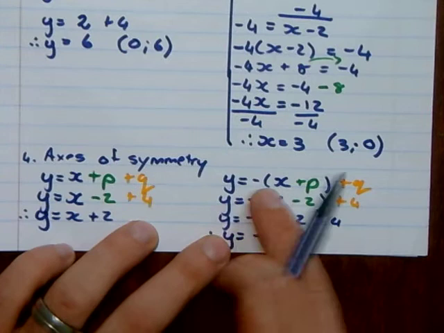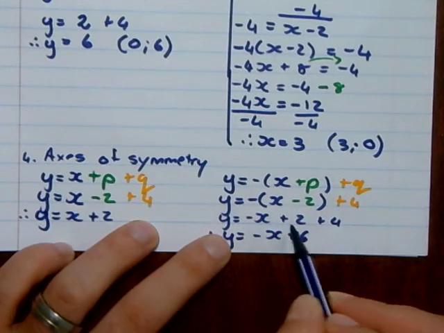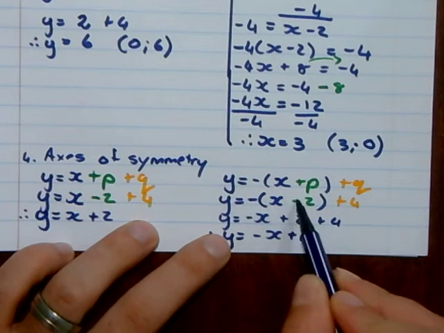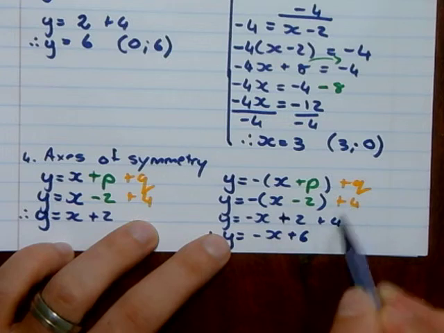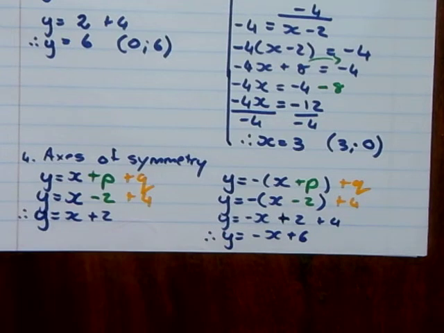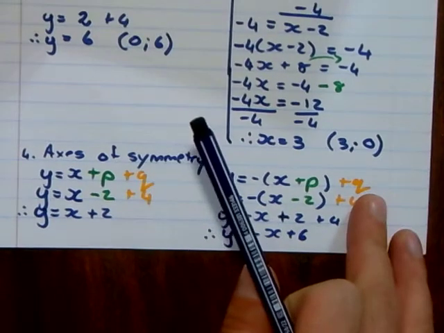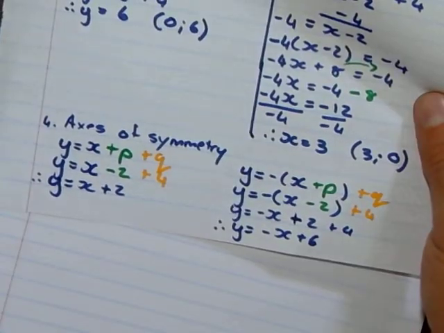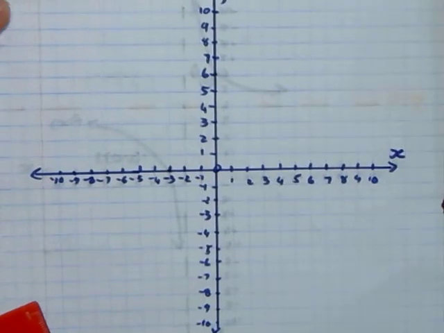This side, that times in the negative, I get minus x plus 2 because negative times negative is positive, plus this 4, 4 plus 2 is 6. So my other equation of symmetry, axis of symmetry, is y equals minus x plus 6. Guys, now we're going to sketch it. So I sketch my Cartesian plane, and now we're going to look.